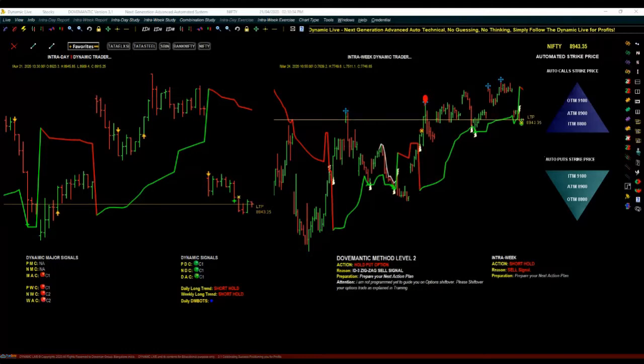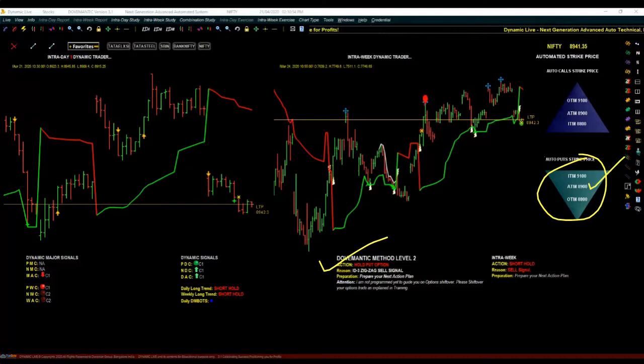So when it says buy a call option, then look at this pyramid pointing upward. You can pick one of the right strike prices, because even the right strike prices are automatically identified by the intelligence here. Similarly, whenever it says buy put option, then look at this particular pyramid pointing downward. Pick any one strike price out of these three. This is how you select the right strike price.